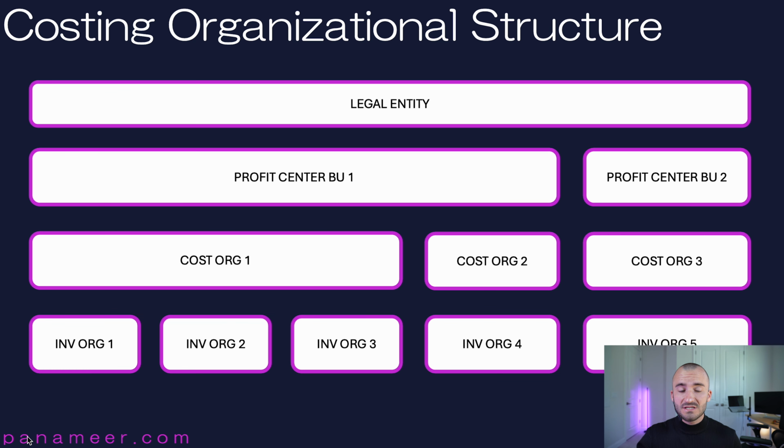Under each cost organization, you can have multiple inventory organizations or only one. But what is important is that these inventory organizations can only report to one cost org. This cost org can only report to one profit center business unit, and this profit center business unit can only report to one legal entity.